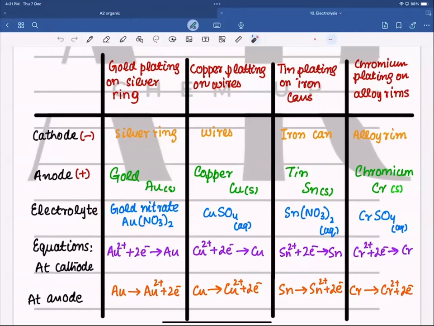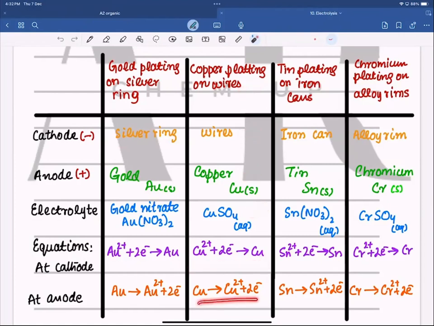So what happens at the cathode? The cathode is a silver ring, so the gold ions from the solution gain electrons and are deposited at the cathode. As a result, the silver ring turns golden because gold is deposited over here. And at the anode, there is gold, so that gold dissolves in the solution, forming its ions and leaving behind the electrons. The same process occurs when we do the plating of wires with copper. So wires are connected at the cathode, copper metal is connected at the anode, and copper sulfate is the electrolyte. That is how the equation shows how the wires get plated with copper.